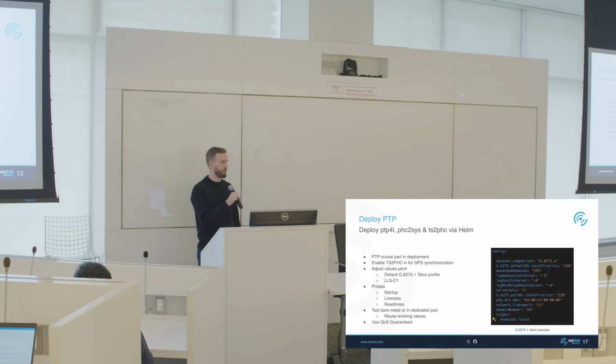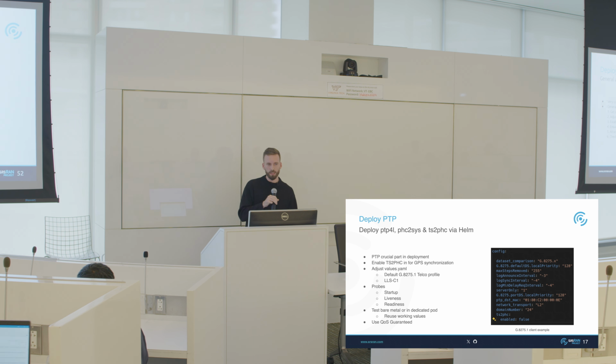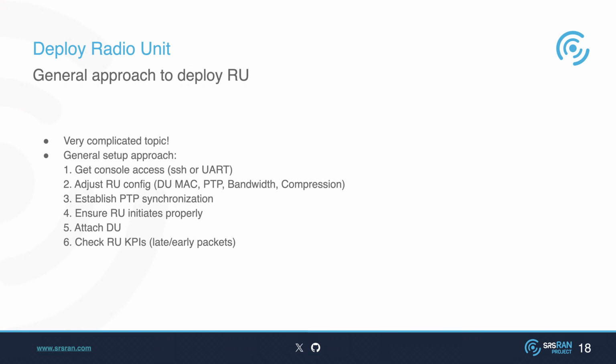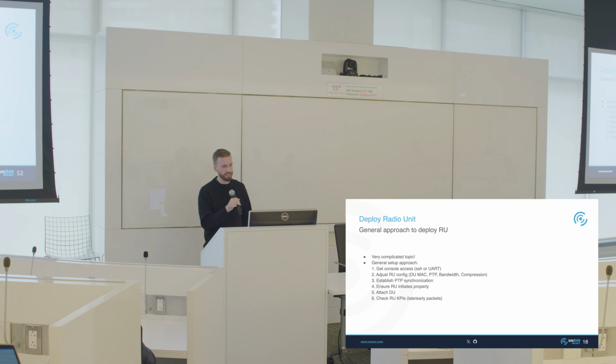Okay, so the next part is the deployment of the radio unit. This really depends on the unit that you have. All of them are usually quite different, and it's a really challenging topic. My general approach to this problem is, first of all, get console access, set it up properly, and make sure some of them get really hot, so make sure they are ventilated well and don't overheat. Then get SSH access to configure the RU config.